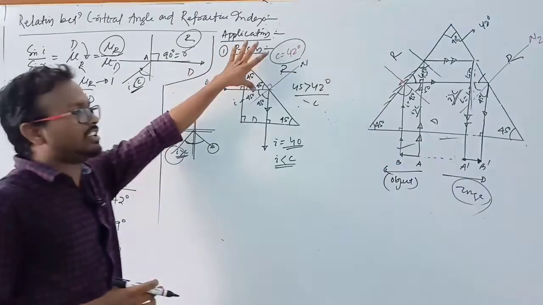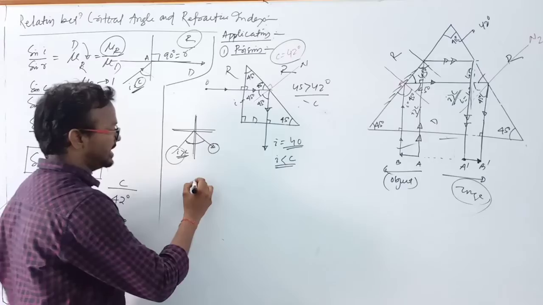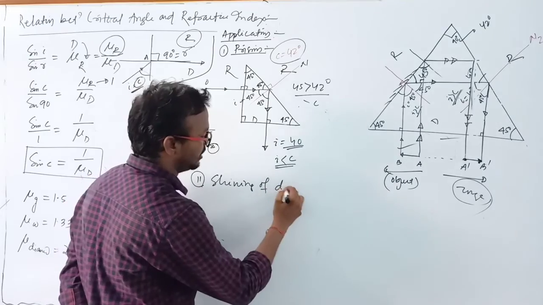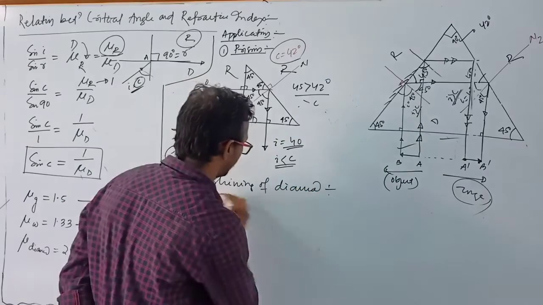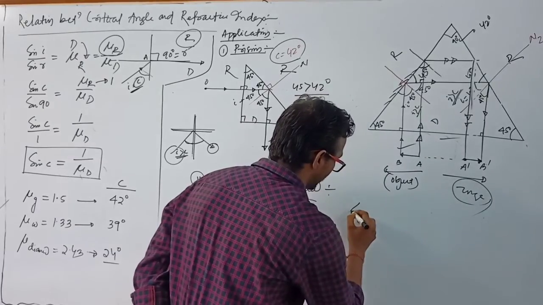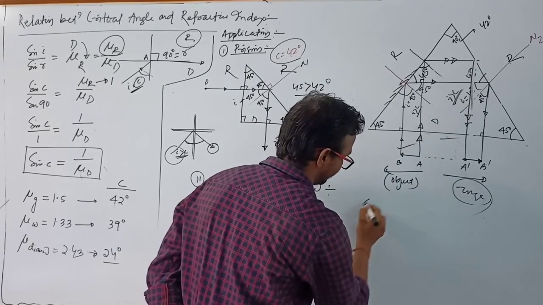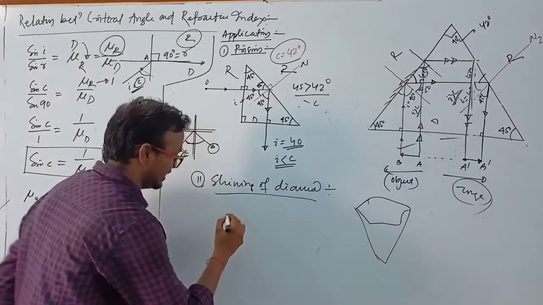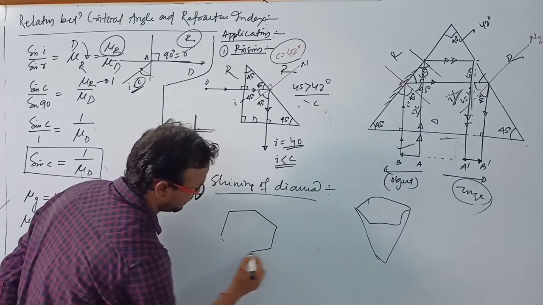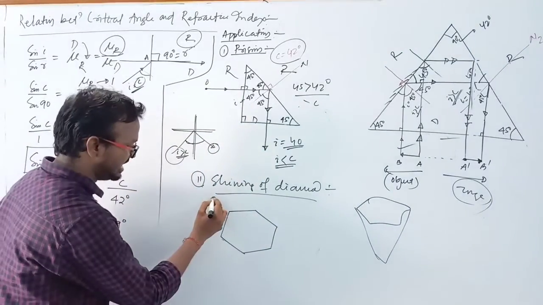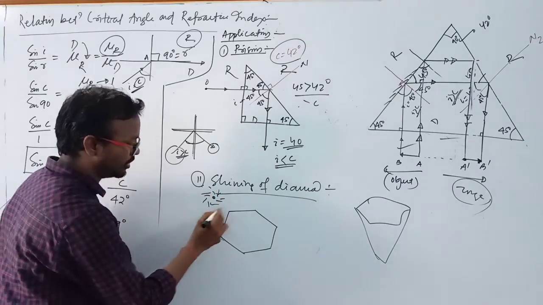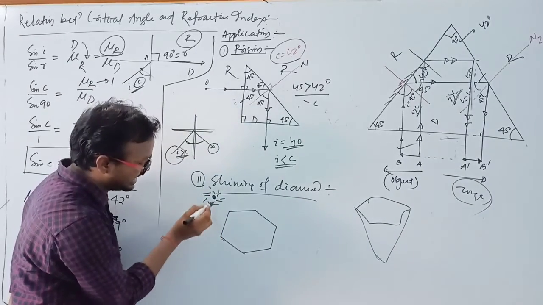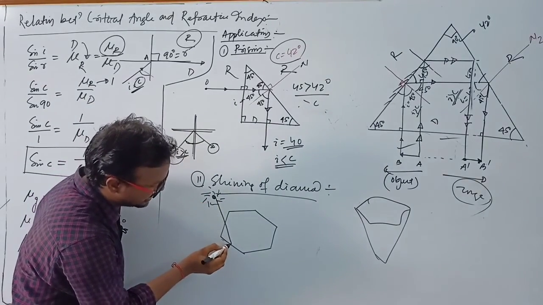Clear? Or we can apply total internal reflection to the diamond. Second application, shining of diamond. The shape of the diamond looks like this. This is a diamond. If you observe this upper face, suppose this is the top view of the diamond. Suppose there is an electric bulb which emits light in all directions. Suppose a ray of light travels in this direction.